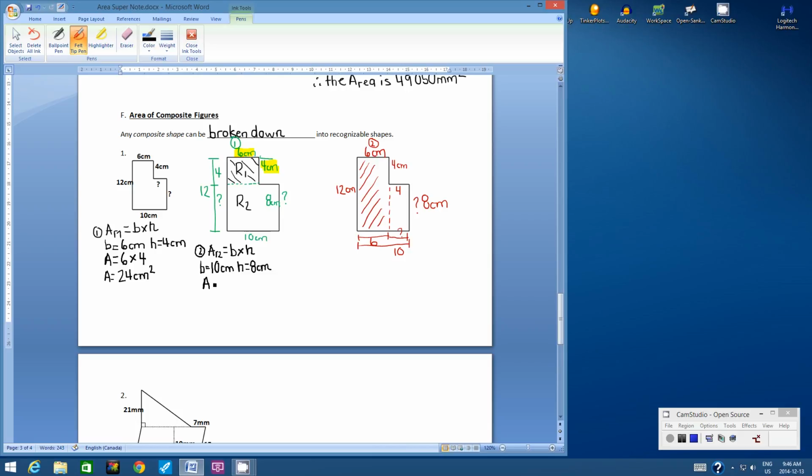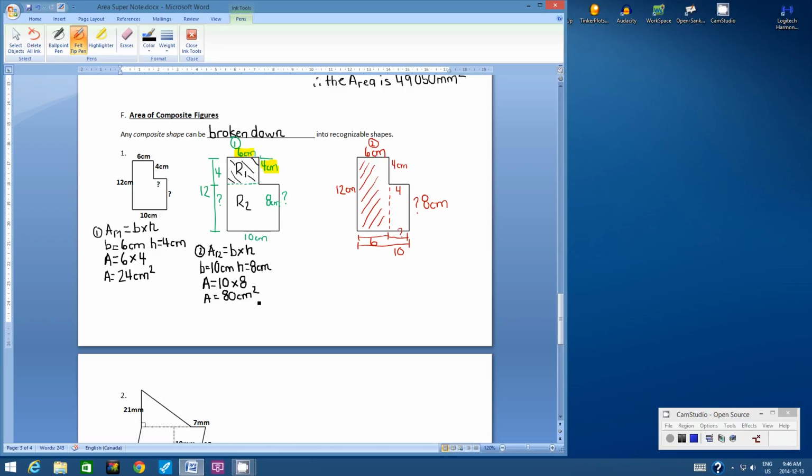We look at our formula. We substitute. Area equals 10 times 8. Using our calculator or maybe mental math, you get area equals 80 centimeters squared.